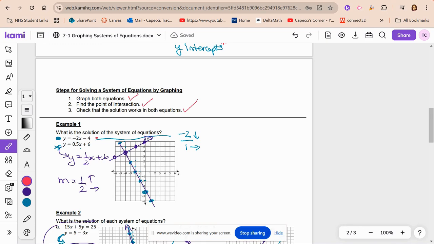Okay, now I'm going to look for my point of intersection, where the two lines meet, and they meet at (-4, 4). Okay, so that's my point of intersection. It's the solution to the linear system.